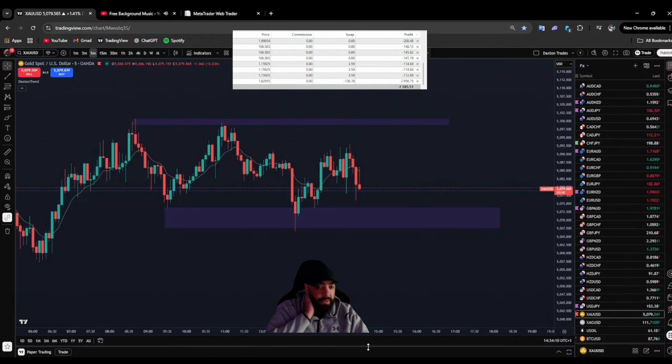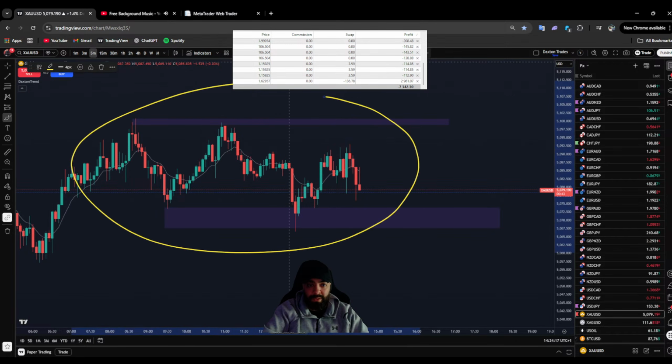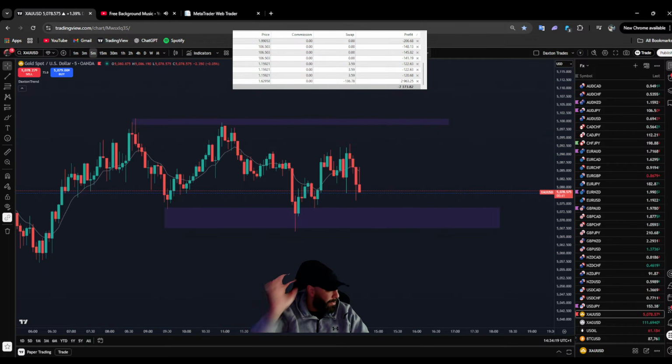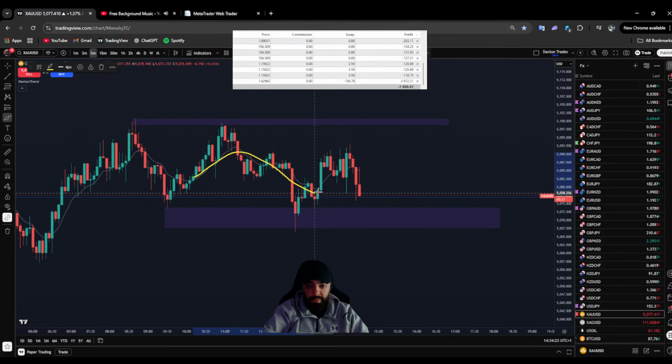Which indicator is that? What do you mean? Which one? I can't see no indicator. Or you talking about something else? This is only an EMA, the white line.